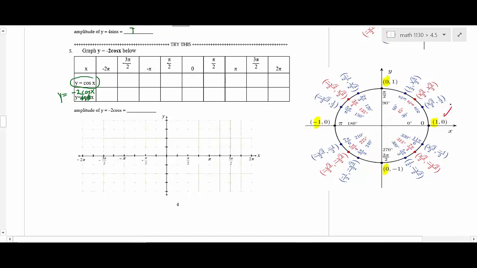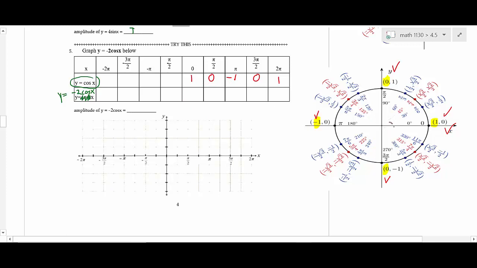So the cosine of 0 is 1. Cosine of pi over 2 is 0. Cosine of pi is -1. Cosine of 3 pi over 2 is 0. And then 2 pi is back here, so that's equal to 1. So that's what we call one period of the cosine wave. This is 5 key points. They cycle through these points.